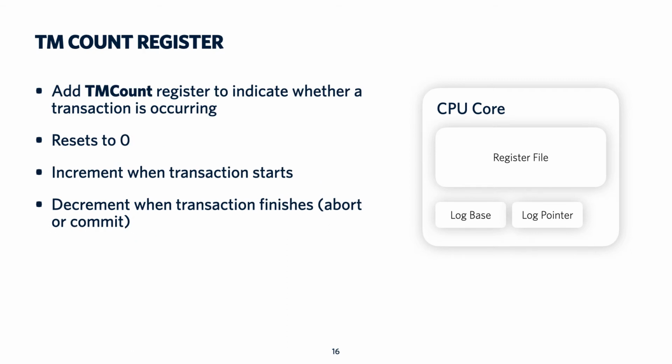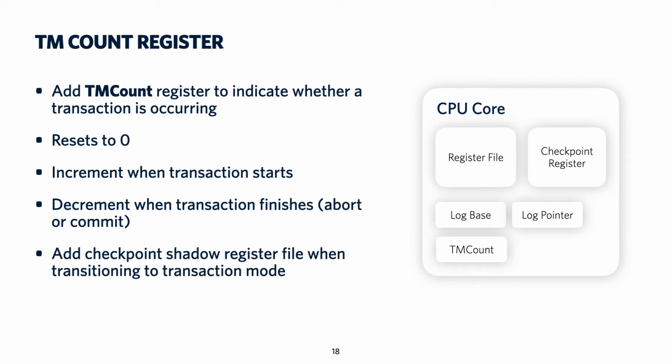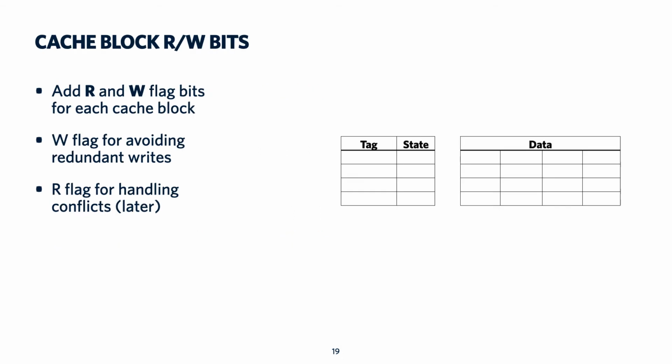Furthermore, let's add a TM count register to indicate whether a transaction is occurring. If it's a 0, then that means no transaction is occurring. If we increment it, that means there's some, and we decrement it when one's finished. So it's also kind of like a stack, except it's just a number. Lastly, let's add a checkpoint shadow register when transitioning to transaction mode. They only briefly talked about this, but I'll just mention it here.